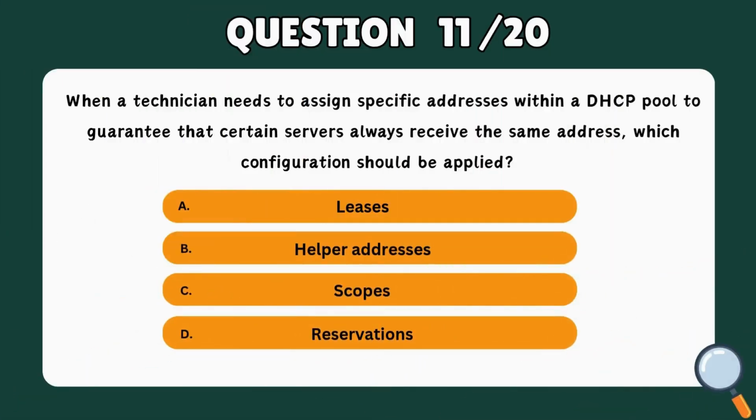Question 11. When a technician needs to assign specific addresses within a DHCP pool to guarantee that certain servers always receive the same address, which configuration should be applied? A. Leases. B. Helper addresses. C. Scopes. D. Reservations.